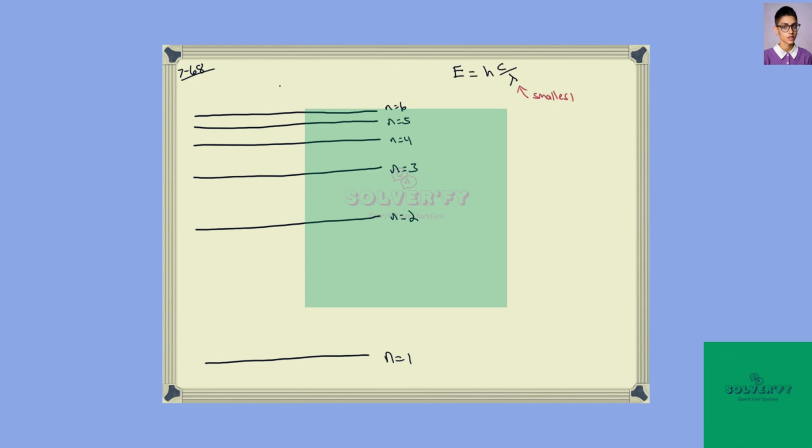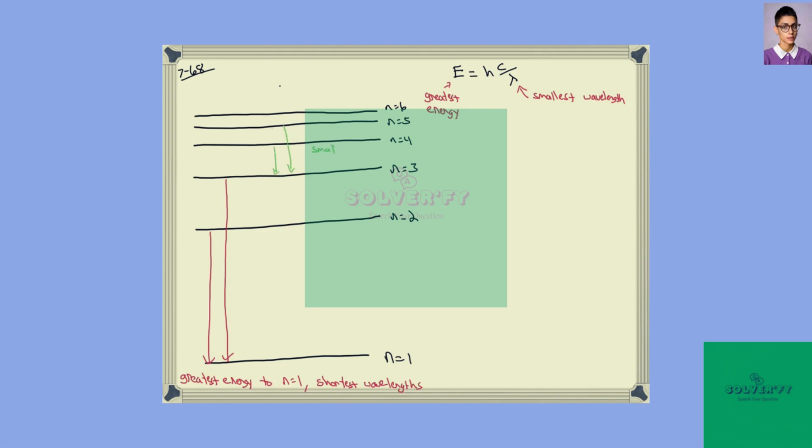Well, E is equal to Planck's constant multiplied by the speed of light divided by wavelength. So the smallest wavelength will give us the greatest amount of energy. So if we were to transition from a higher energy state all the way down to the lowest energy state, n equals 1, this would result in the greatest change in energy being represented by the distance. Greatest change in energy then would correspond to the shortest wavelength.